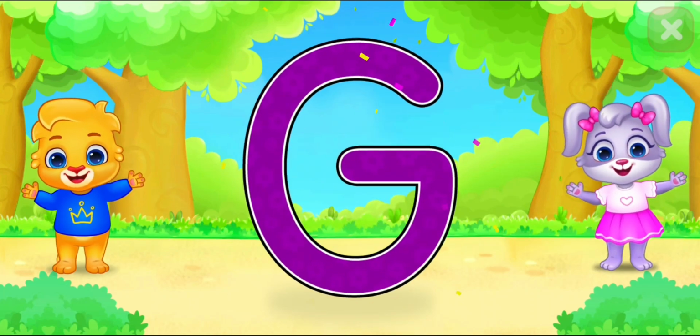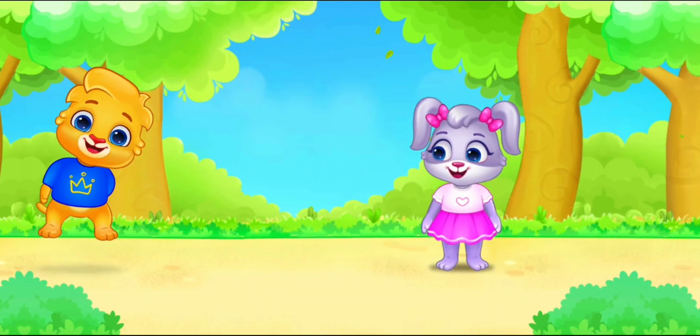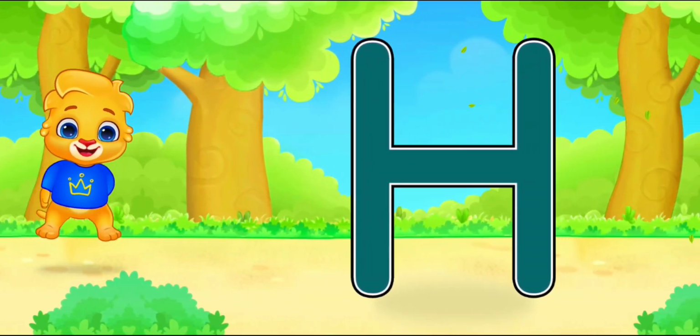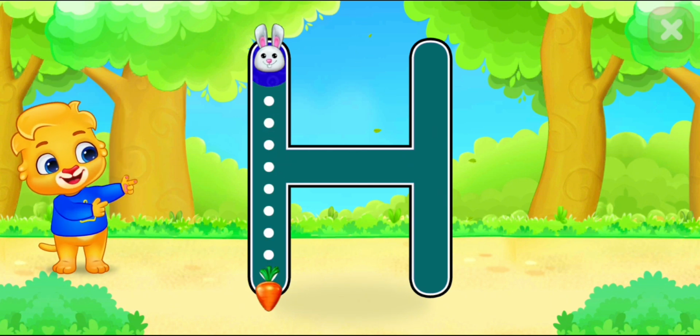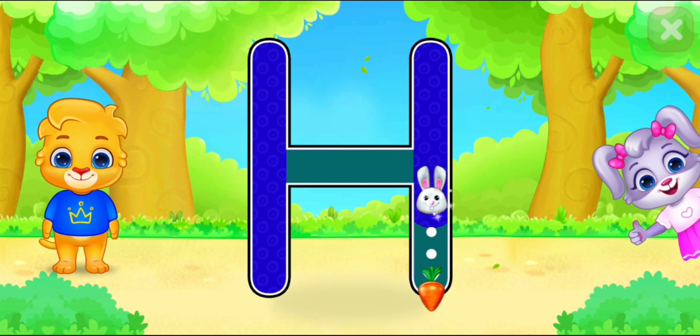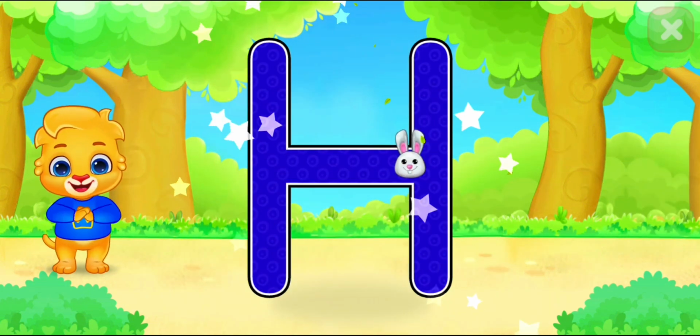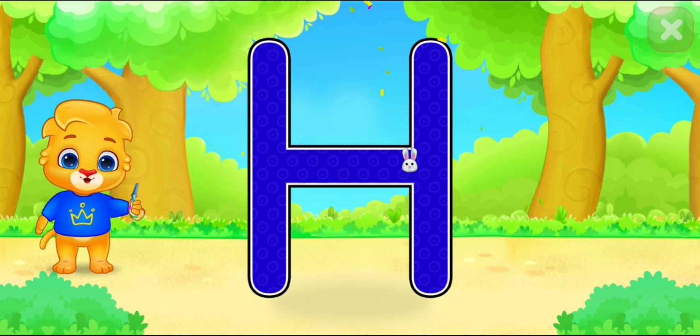Wow. Now we move towards our next letter, that is H. In H, rabbit will move towards carrot. Wow, we draw our letter H.